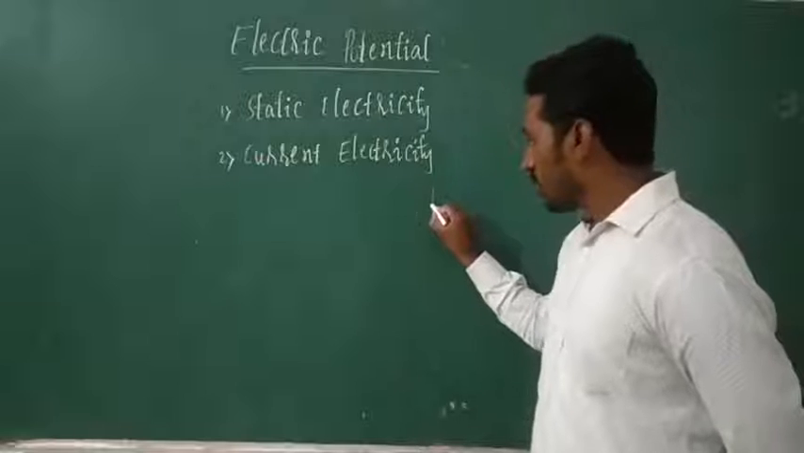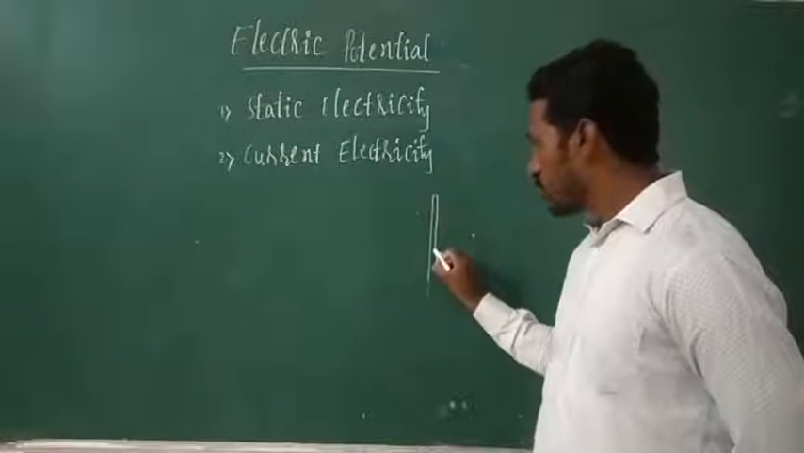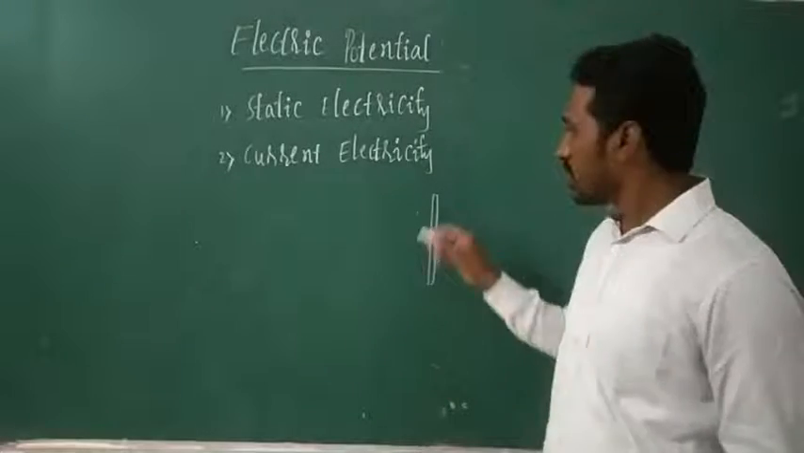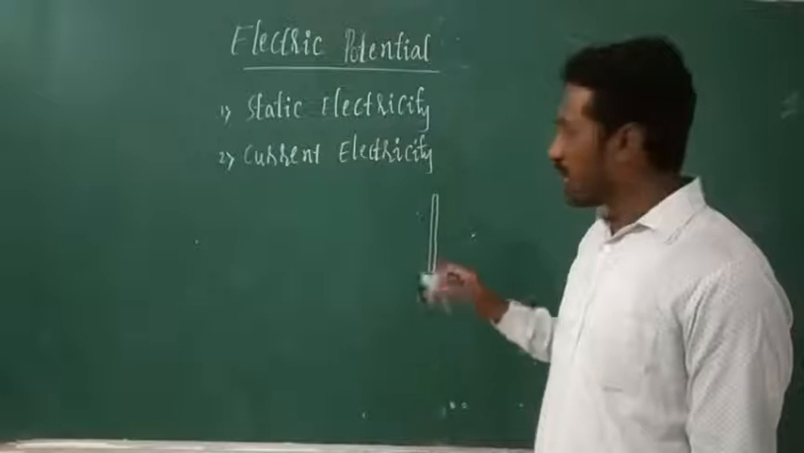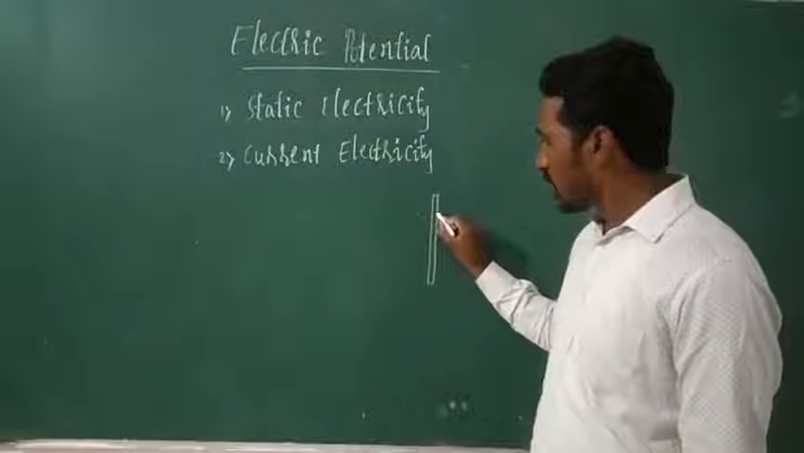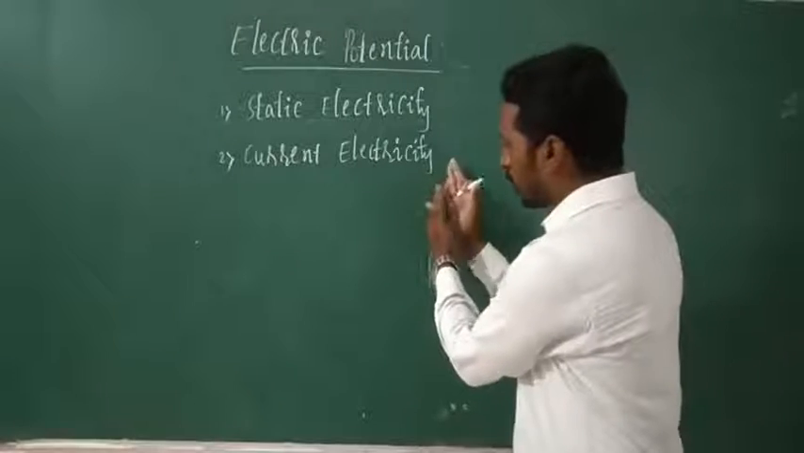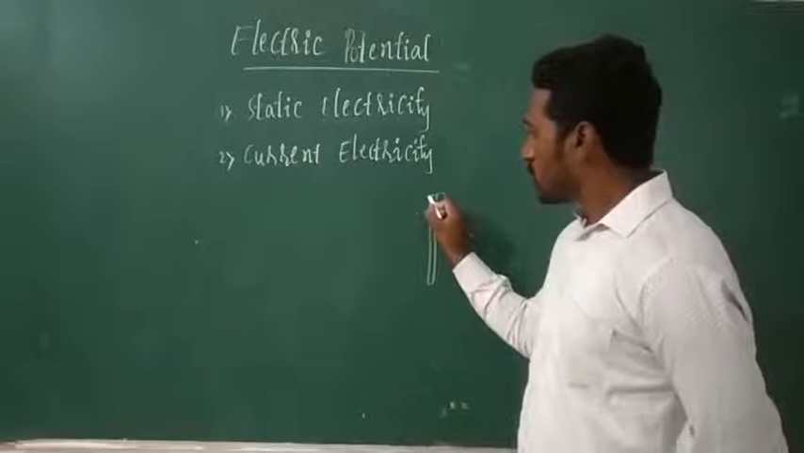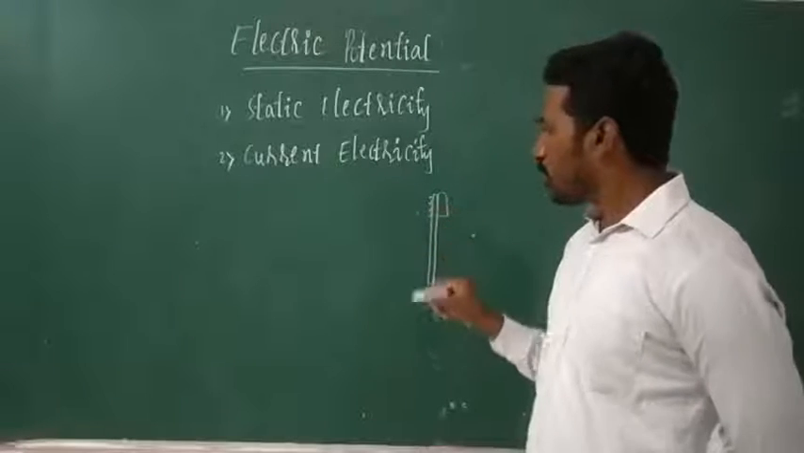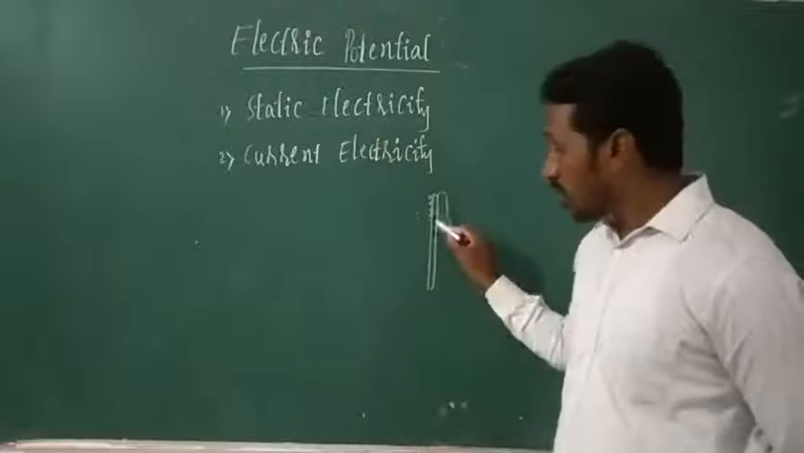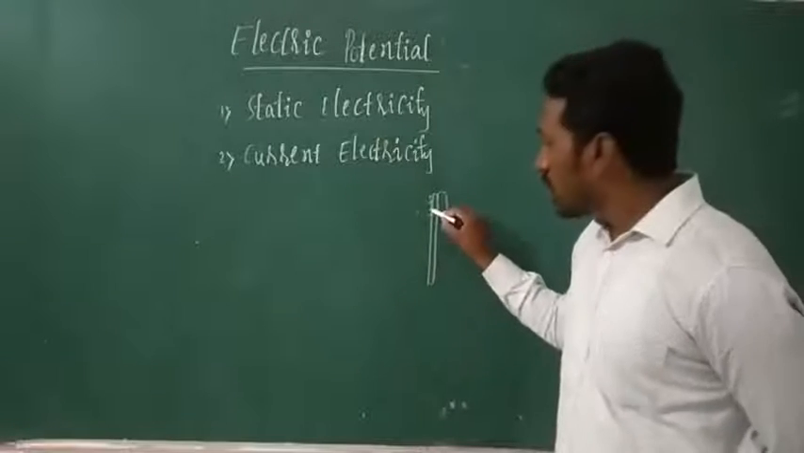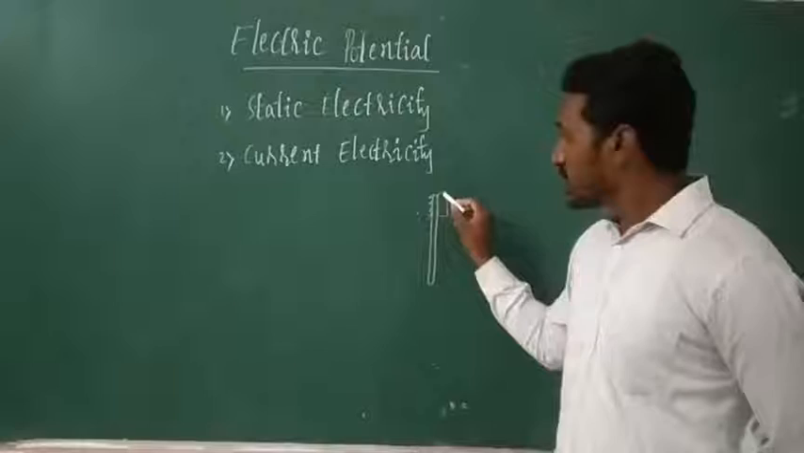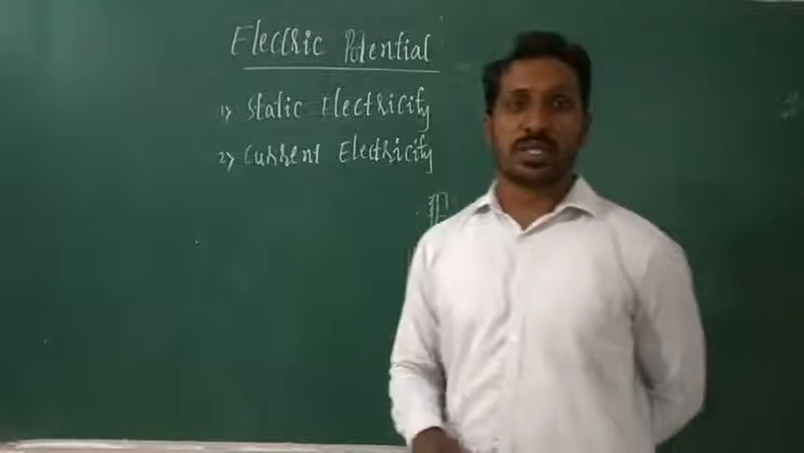Suppose you have taken one straw and rubbed the straw with a synthetic cloth. If you rub the straw with this end of the cloth, charges will be produced only at this point of the straw, not here, not here. The charges will not move through the straw. This kind of electricity is called static electricity.